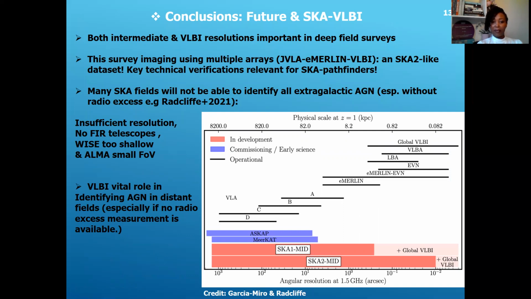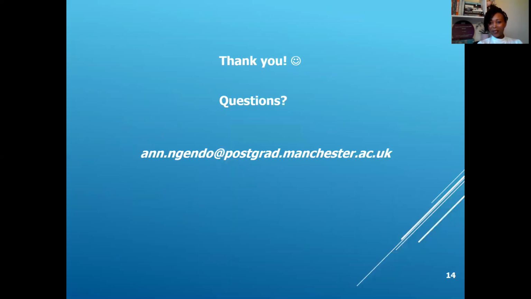Again, many SKA fields will not be able to identify all extragalactic AGN. This is due to maybe insufficient resolution, lack of fine infrared telescopes, WISE is too shallow, and the ALMA field of view is quite small. Therefore, VLBI will play a very important role in identifying AGN in these distant fields, especially if no radio excess measurements are available. So yeah, that's all from me.